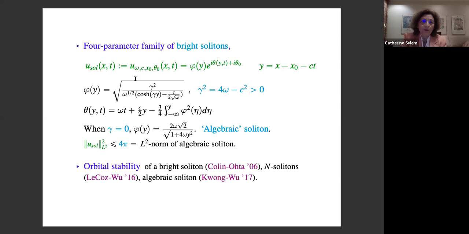And this amplitude has an explicit form, square root of 1 over the hyperbolic cosine. So it looks a little bit like the soliton of KdV or NLS. So it's well understood, it decays very fast at infinity. It is symmetric. And it has a phase. The phase is linear in t, linear in y, and with a correction in the form of this integral. So it's quite very explicit.